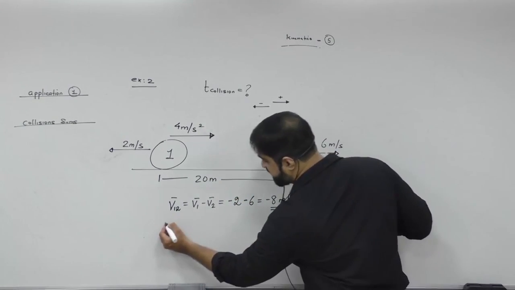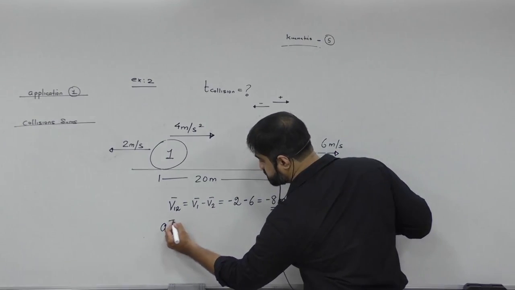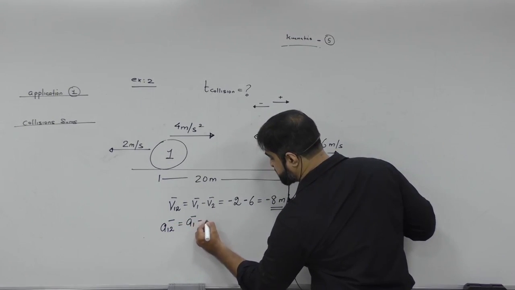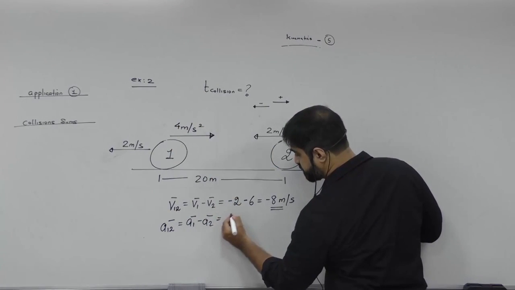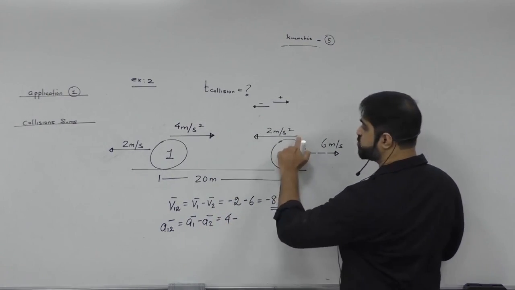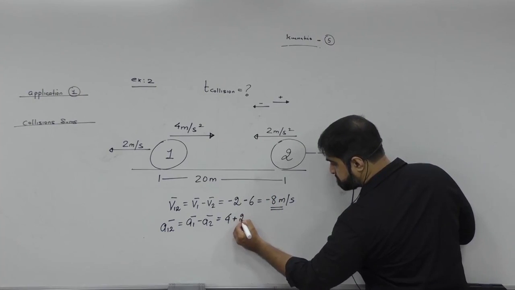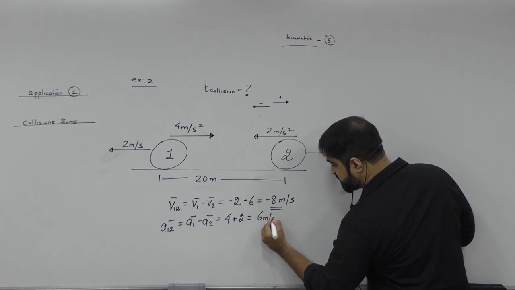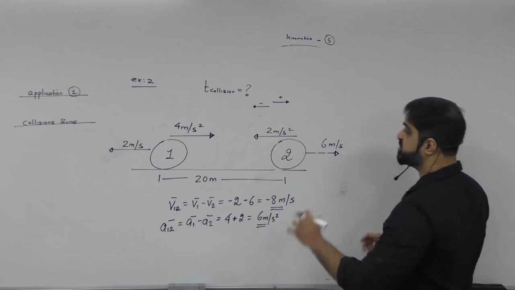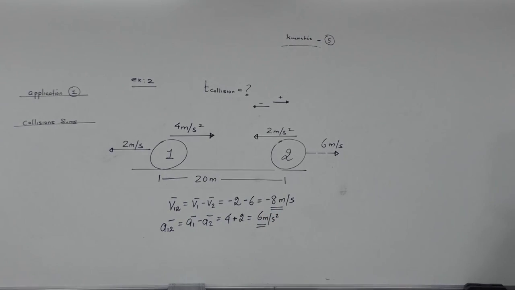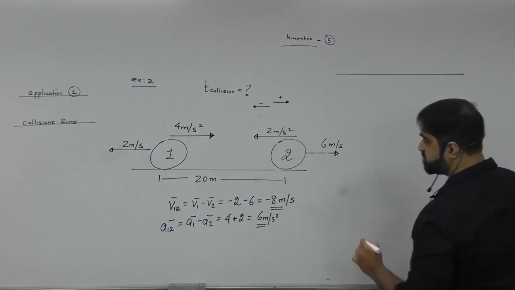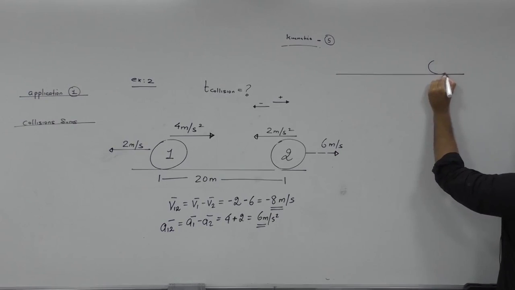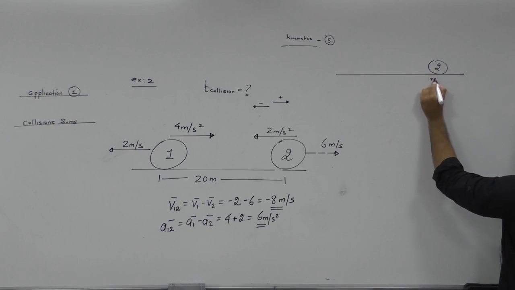Can anyone tell me what is the acceleration of 1 with respect to 2? It will be A1 bar minus A2 bar. A1 bar is plus 4 minus A2. A2 is minus 2. It will become what? 6 meter per second square. Now the new diagram. Pay attention now. Right now we are stopping whom? 2 is at rest.